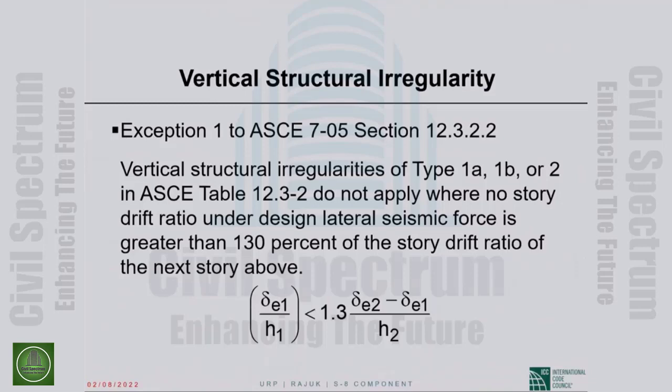Okay, now the exception that I mentioned, vertical structural 1A, 1B, 2 do not apply when no story drift ratio under. So what it means is that delta sub E1 over H1, delta sub E is elastically computed deflection at floor level 1 divided by height to floor level 1 is less than 130% of the interstory drift of the story above. That would be the elastically computed deflection at floor level 2 minus elastically computed deflection at floor level 1 divided by the story height of the second story.